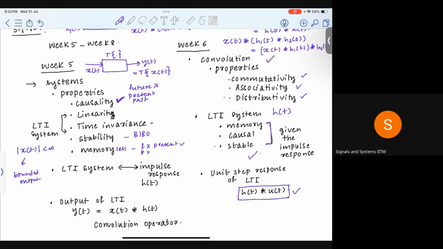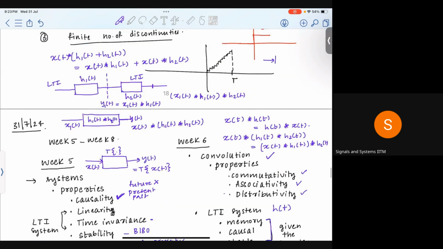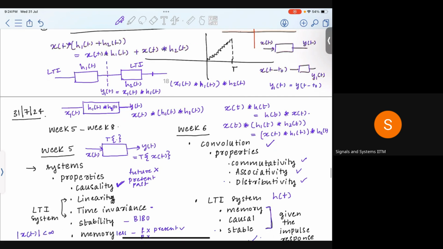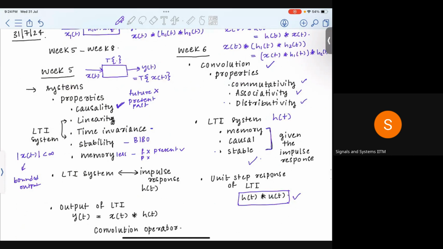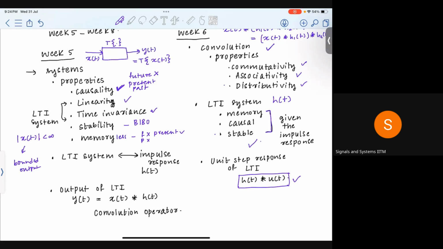Time invariance, we know how to check for that. If your output is y of t when x of t is transmitted, imagine that when x of t minus t naught is transmitted, your output is y1 of t. If this y1 of t is equal to y of t minus t naught, then it's a time invariant system. Again, we did enough examples with respect to this, also linearity. I hope these things are okay with you guys.